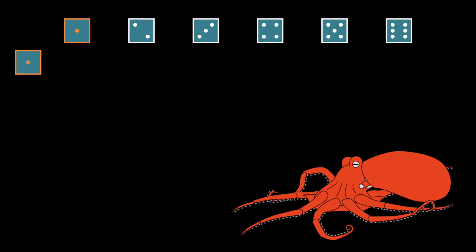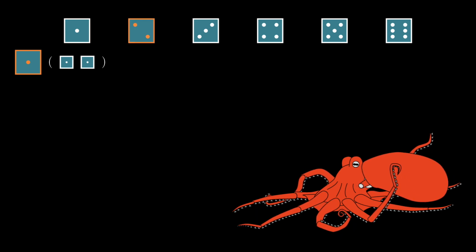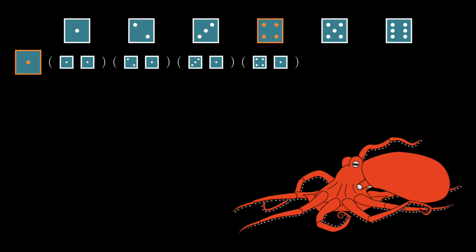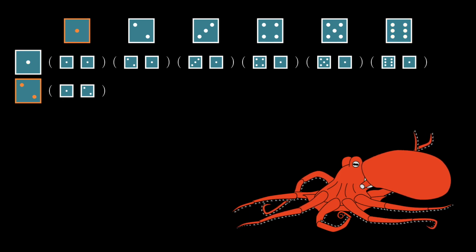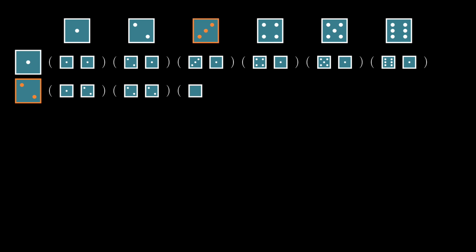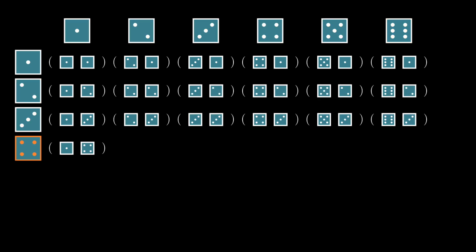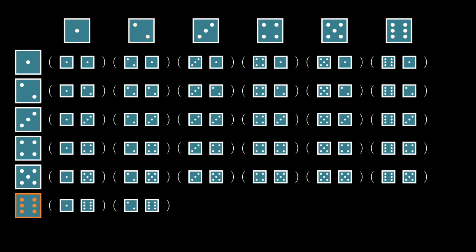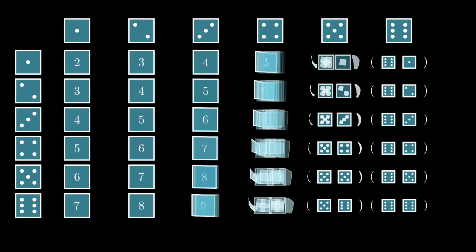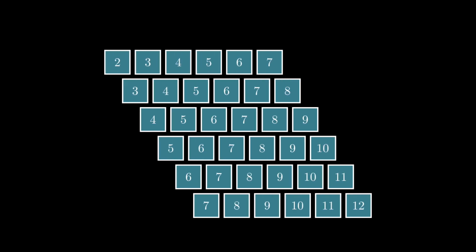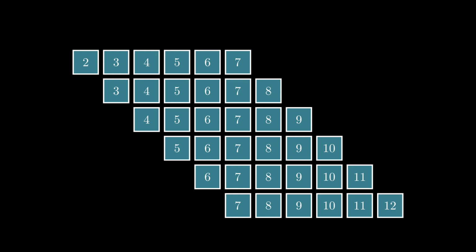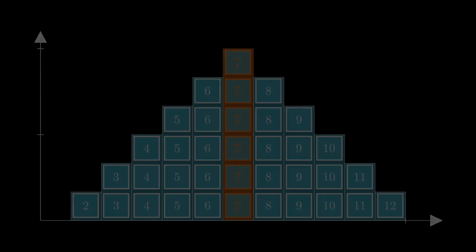You start with a 1 and a 1, then a 1 and a 2, then a 1 and a 3, on and on until you get to a 1 and a 6. Then go through 2 and a 1, 2 and a 2, 2 and a 3, etc. Add the dice together as you go along, and keep a tally of how many times you see a particular sum. When you finish, sure enough, you'll get more tallies for 7 than anything else.